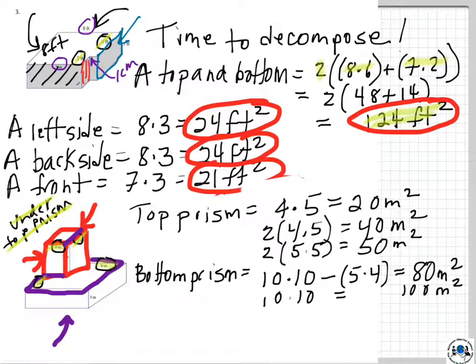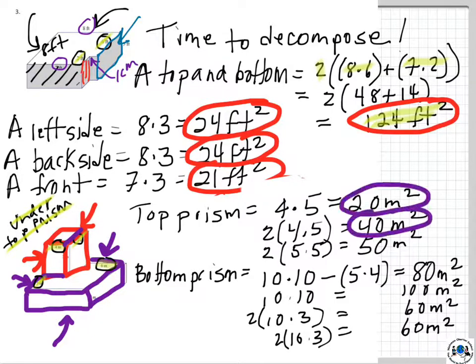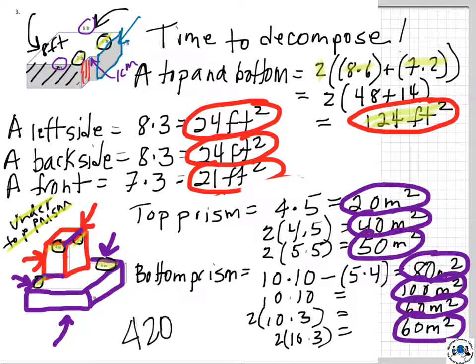I have my two sides, two 10 by 3 pieces. And then I have the front and back, and they are two 10 by 3s as well. Now I have all the measurements I need, all the exposed surface area of this figure, and if I just add them all up, I come up with 420 square meters. And again, always attending to what is being covered up. Very important.